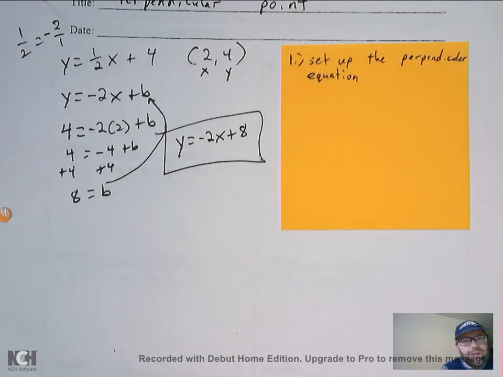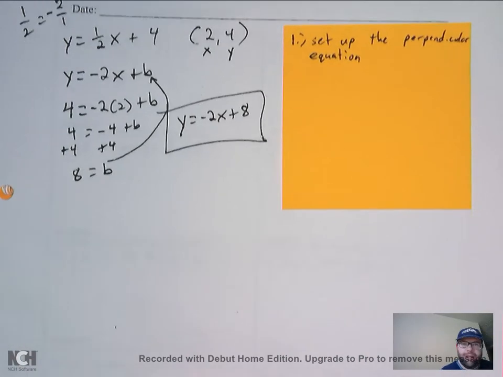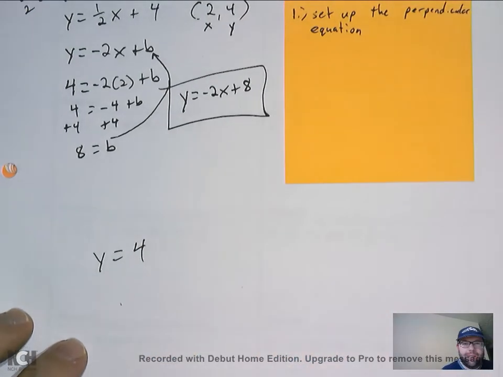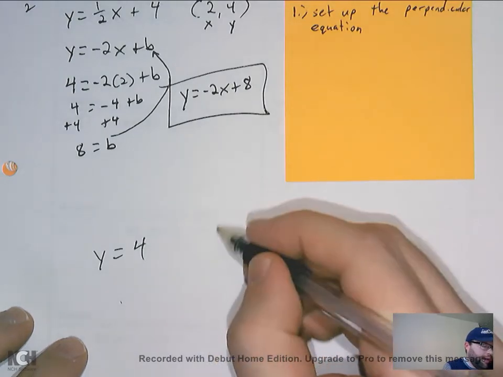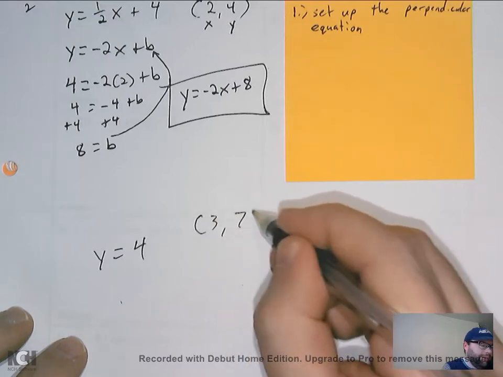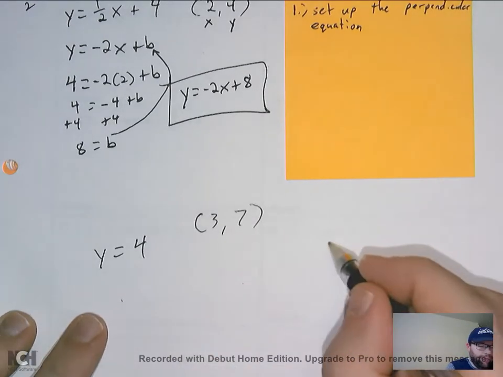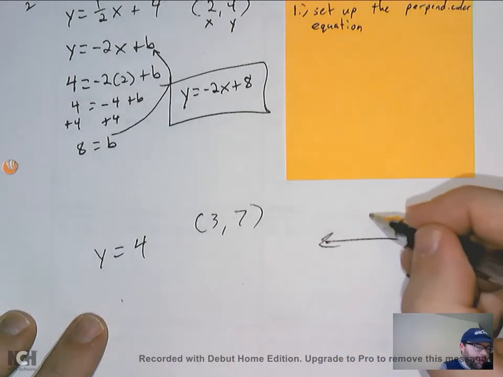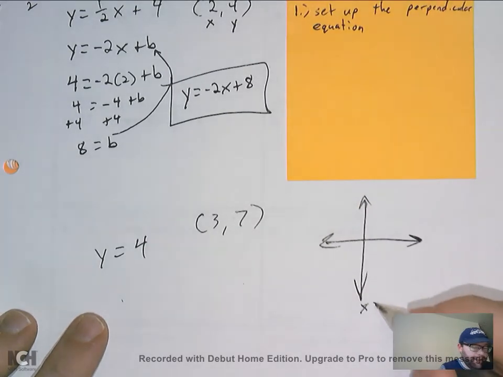One other thing before I move on is, let's say I have one of our special cases. So let's say I have y equals 4, and I want a perpendicular line that goes through the point 3, 7. Now remember, y equals 4 is your horizontal line, right? It's going to be that type of line. Something that's perpendicular to it would be the vertical line, right? So it would be x equals some number. The vertical is x equals some number, right?